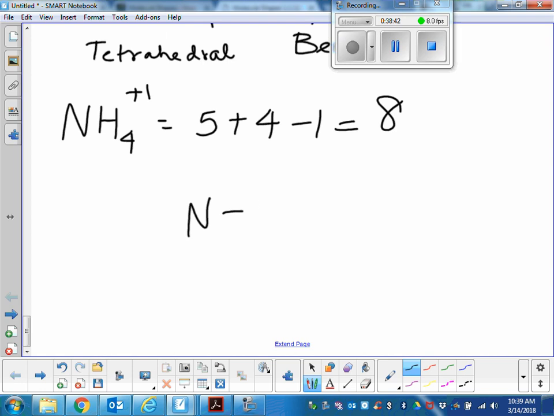What will you put in the middle? Nitrogen. How many hydrogens are there? 4. Now remember, the HONC rule is for carbon compounds. Only in carbon-containing compounds, nitrogen will have 3 bonds and a lone pair. This is not an organic compound. This is an inorganic compound. So what is the shape of this ion?